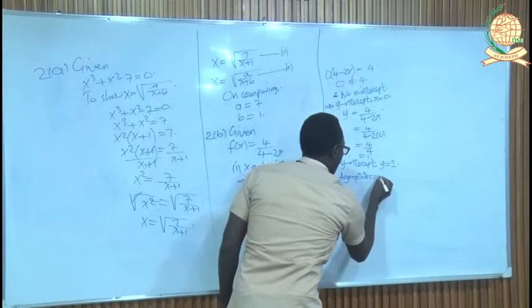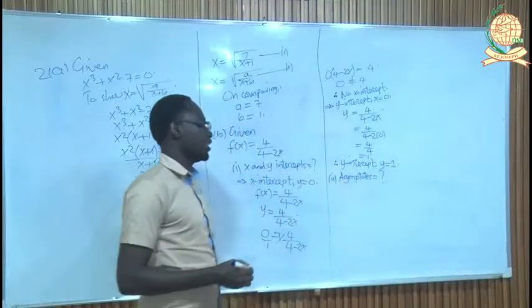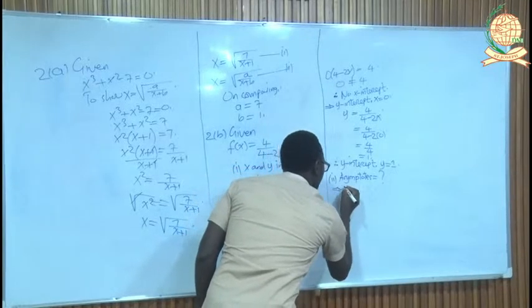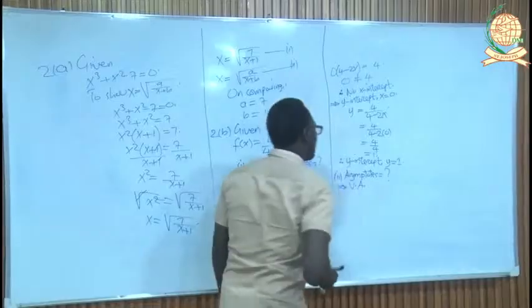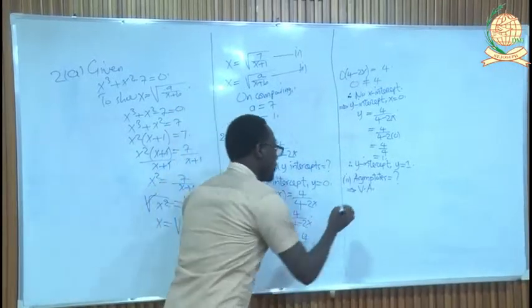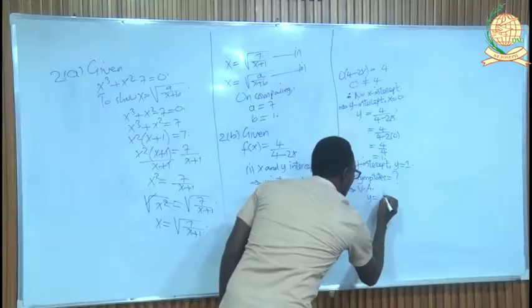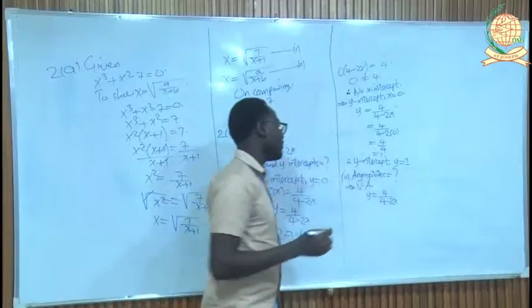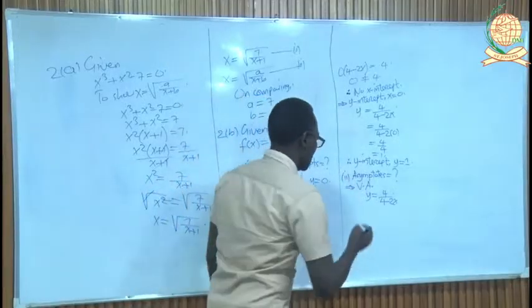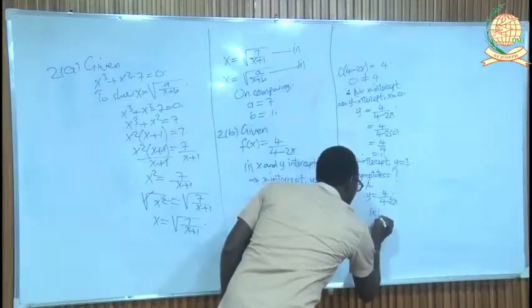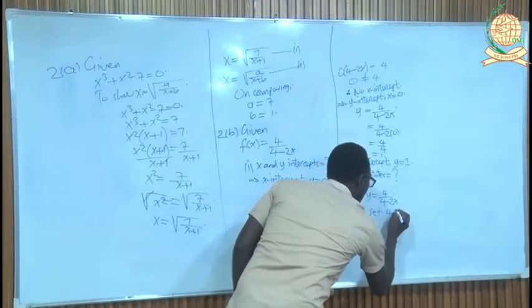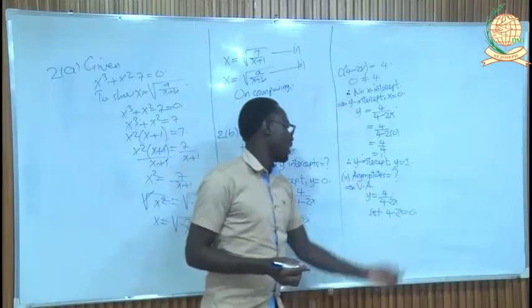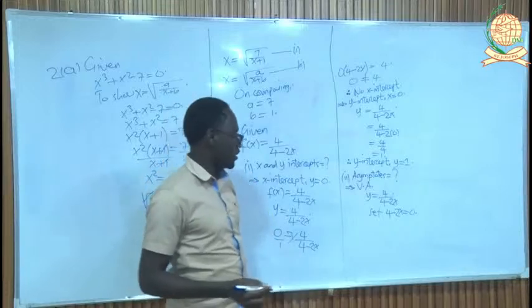Asymptotes are needed. Now we have the first one, what we call the vertical asymptote. From the function y equals 4 over 4 minus 2x, to get the vertical asymptote, set the denominator 4 minus 2x equal to 0. Then find the value of x. So 4 minus 2x is equal to 0.